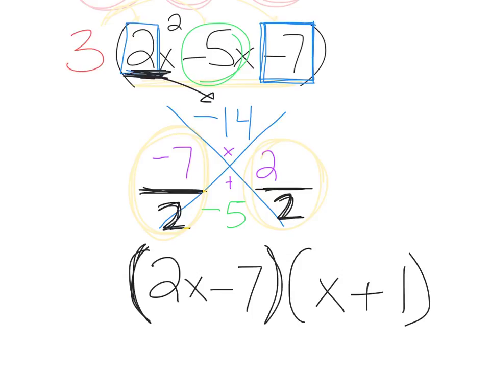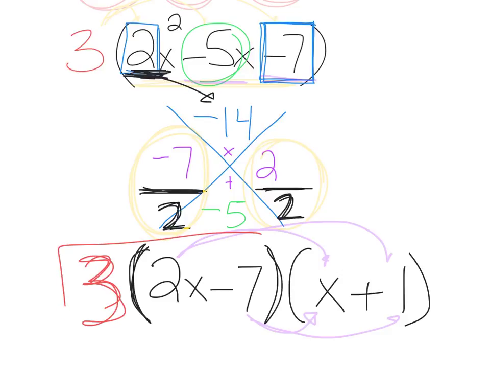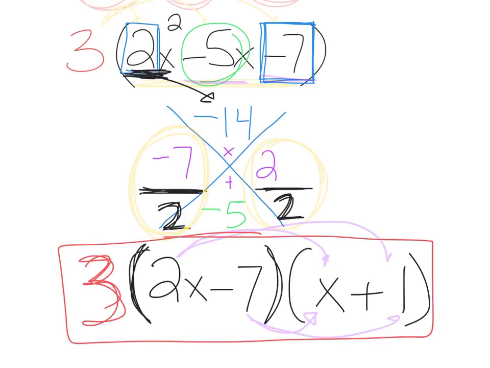So we can, of course, check this. 2x times x is 2x squared. There's positive 2x and minus 7x, which gives us a minus 5x, and minus 7 times 1 is minus 7. So yes, these are in fact the correct factorization of that. And we still have the 3 out front to give you the total factorization for that quadratic.